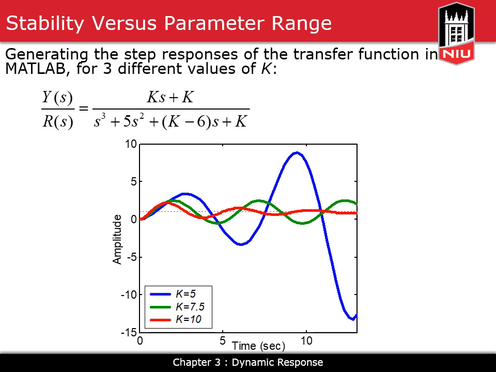The green one is when K is 7.5, exactly on the border between stability and instability. And as you can see, the response is a pure sinusoid, and the amplitude does not increase and does not decrease. That's the marginal stability case.